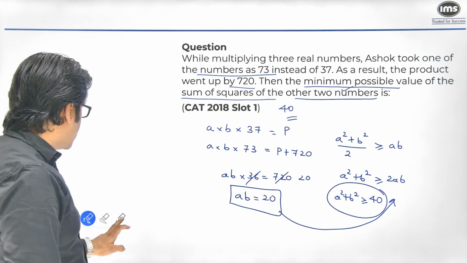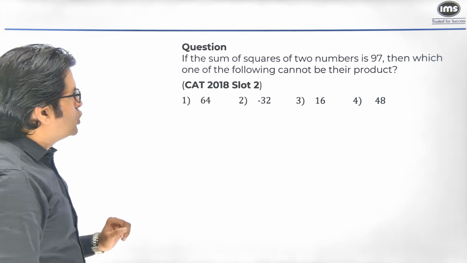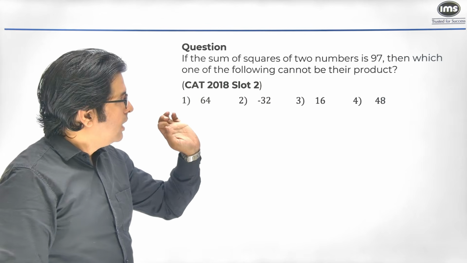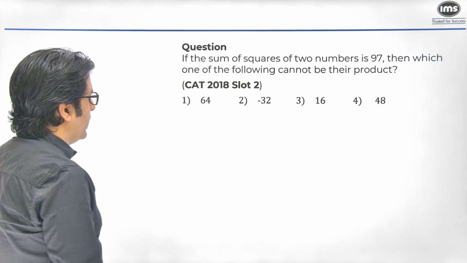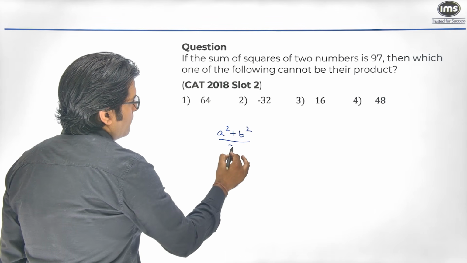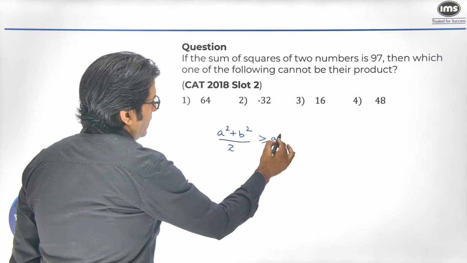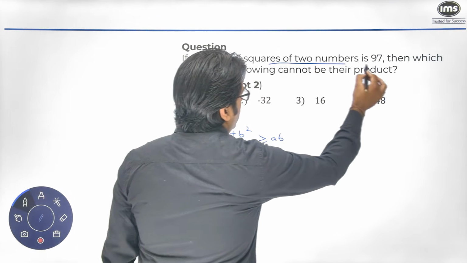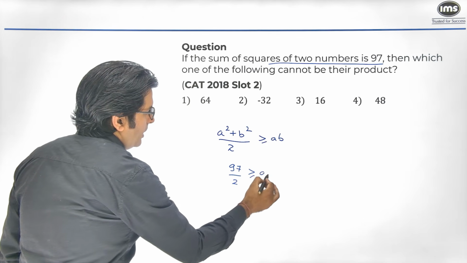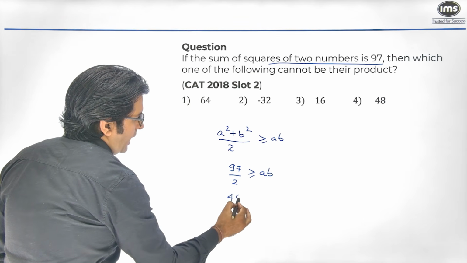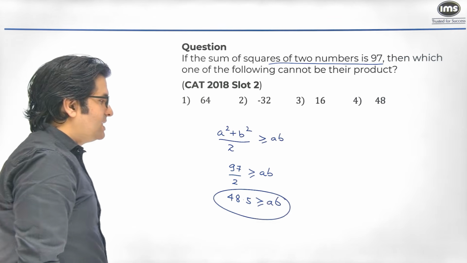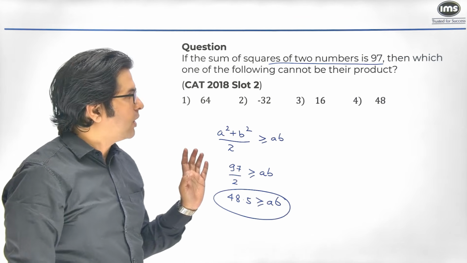Let's look at one more question of similar type. The sum of squares of 2 numbers is 97, and this is from CAT 2018 slot 2. The sum of squares of 2 numbers is already given. So I already know that (A square plus B square) by 2 is always greater than or equal to AB. This sum of squares is given as 97. So 97 by 2, which is 48.5, is greater than or equal to AB, which means the product of 2 numbers is definitely less than or equal to 48.5.